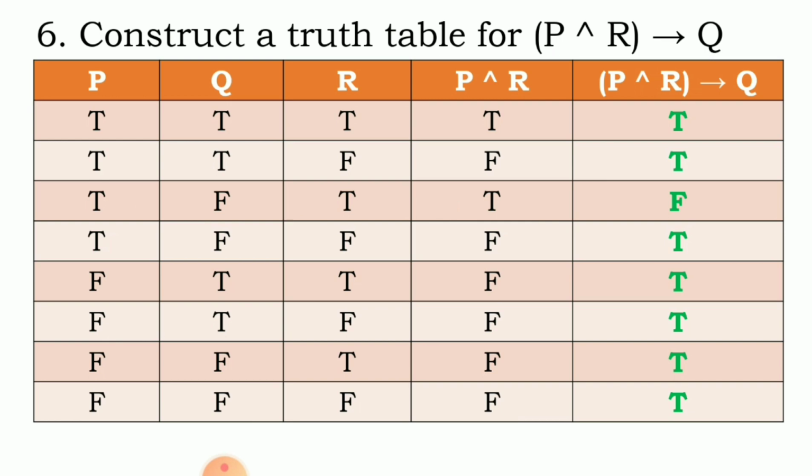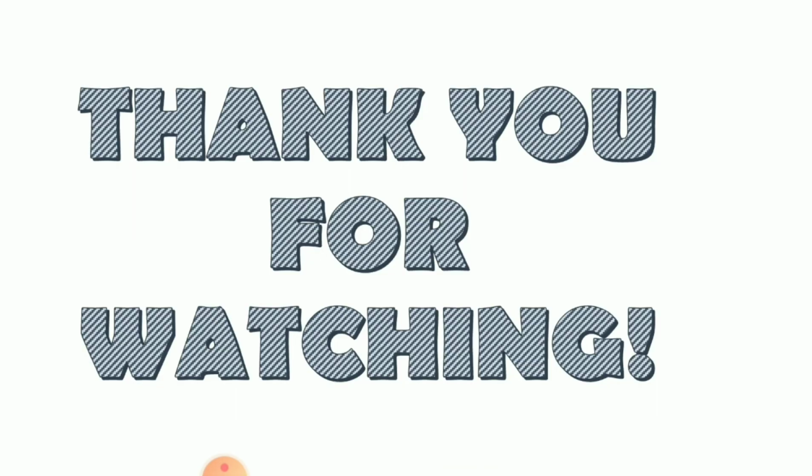And last, we have the truth table for if the quantity P and R, then Q. So we have true, true, false, true, true, true, true, true. So this is a combination of false and true truth values. This is contingency. So that is constructing truth table and tautology, contradiction, and contingency. Thank you for watching, and I hope you have learned something.